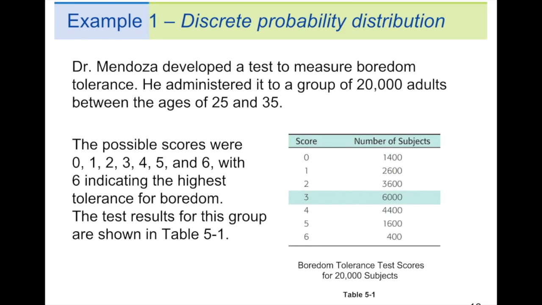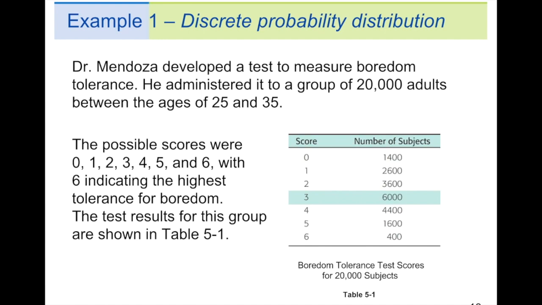Dr. Mendoza developed a test to measure boredom tolerance. He administered it to a group of 20,000 adults between the ages of 25 and 35. The possible scores were 0, 1, 2, 3, 4, 5, and 6, with 6 indicating the highest tolerance of boredom, meaning they could take boredom a lot better. They don't get bored as much as people with, say, a 0. The test results for this group are shown in this table.